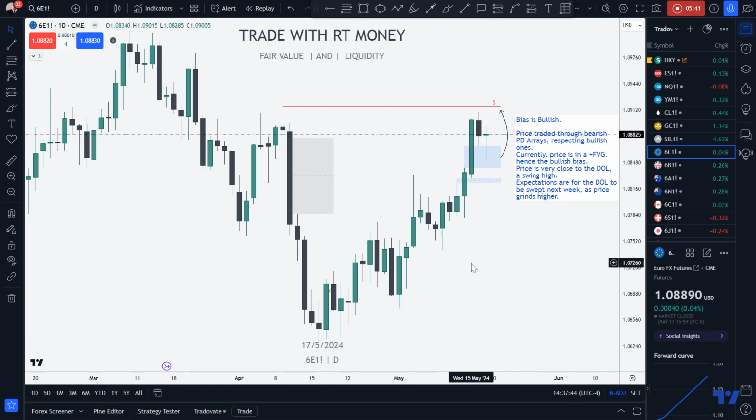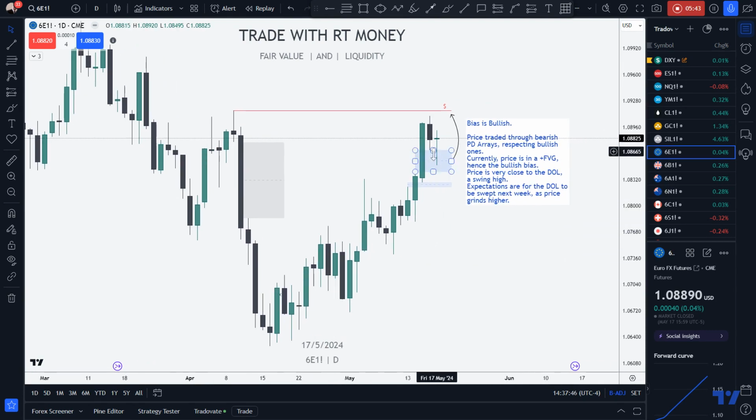All right, what do we have here? My bias is bullish. It's the exact opposite of the US dollar index. We have a bullish fair value gap.